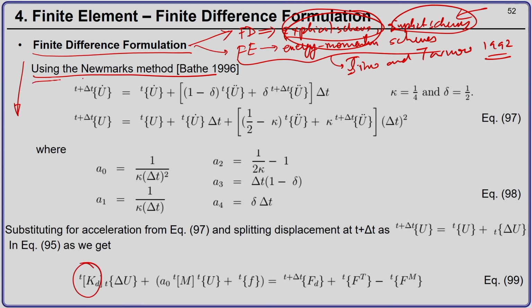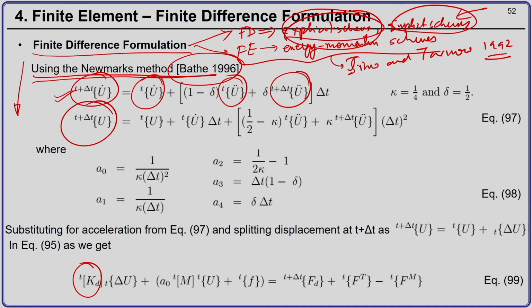So, here we use what is called the Newmark's method, and the approximation for which is given by Bathe, and the derivation is also given. Here the velocity at time t plus delta t is approximated in terms of the velocity at time t, acceleration at time t, and the acceleration at time t plus delta t. Using Taylor series expansion you can write this, and then the displacement at time t plus delta t is written in terms of displacement at time t, the velocity at time t, the acceleration at time t, and the acceleration at time t plus delta t. Again you can obtain this using Taylor series expansion.